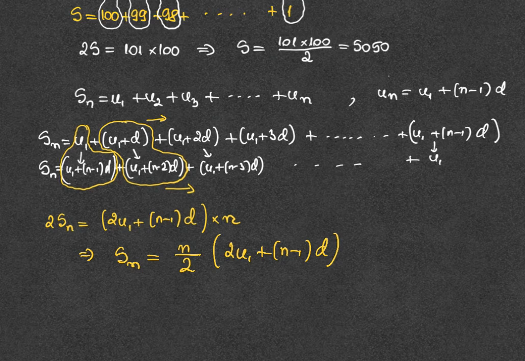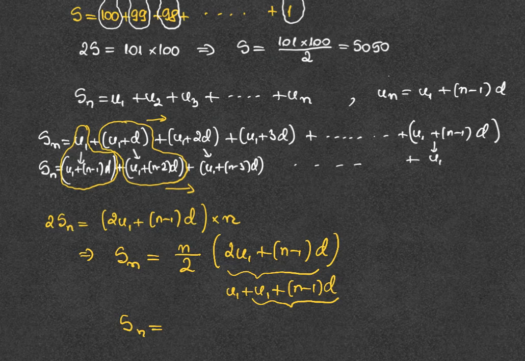Another version of it is that if we split the 2u1 into u1 plus u1 plus n minus 1 d, and see how this one is un. So another version of the formula is n over 2 brackets u1 plus un. First term plus last term, times the number of terms over 2. So both formulae are correct. I want you to check in your formula booklet to see which one you have in there.